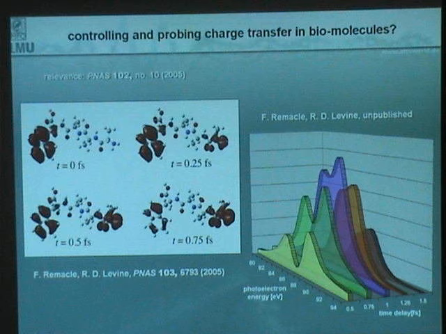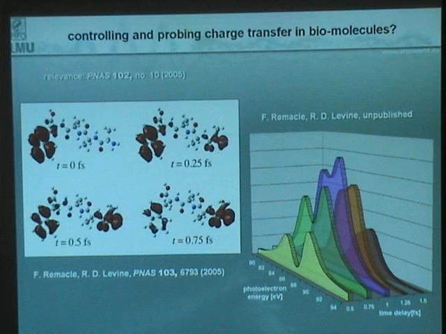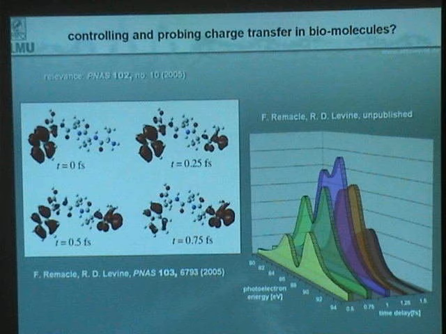Actually, this gives me the opportunity to show you one of the transparencies that I wanted to show you. If you ask me where the next frontier could be, I would tend to say it is to extend attosecond technologies to biological processes. One such process of really central importance is charge transfer in biomolecules.